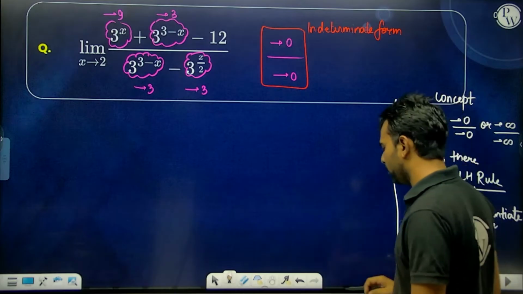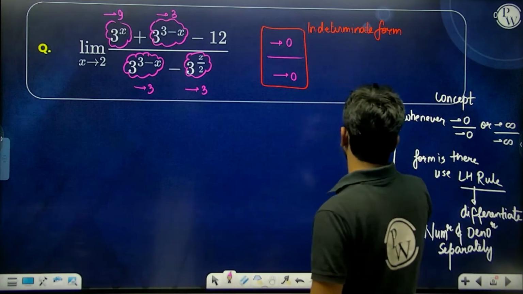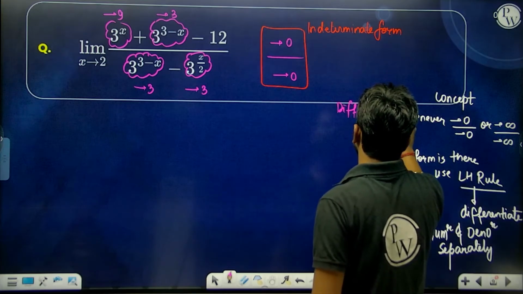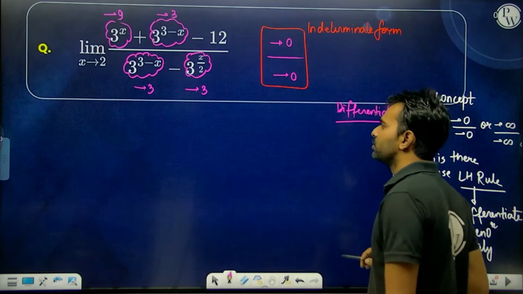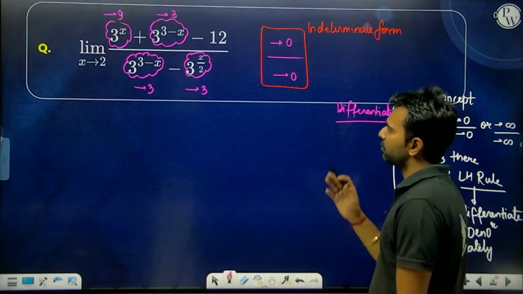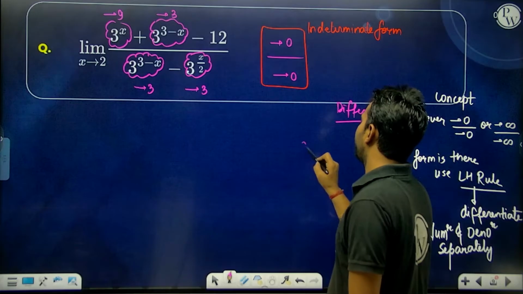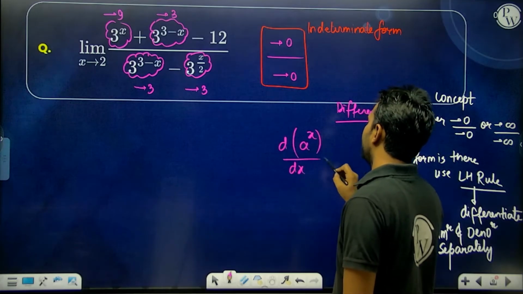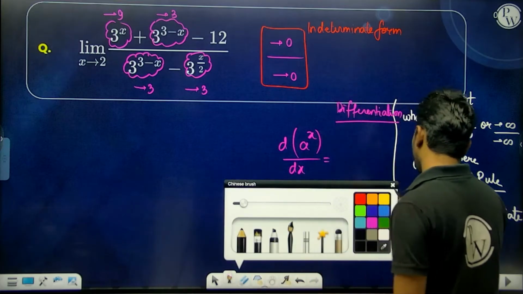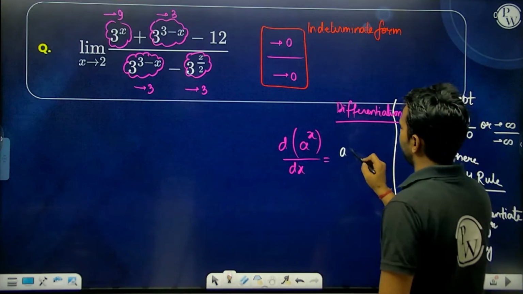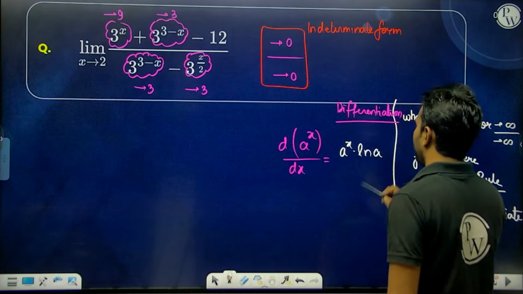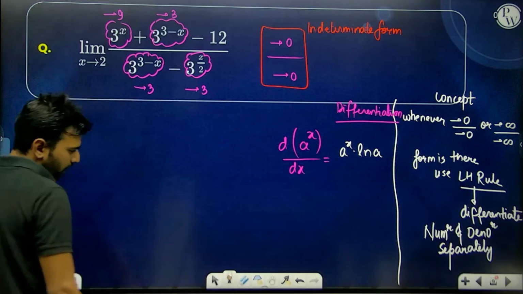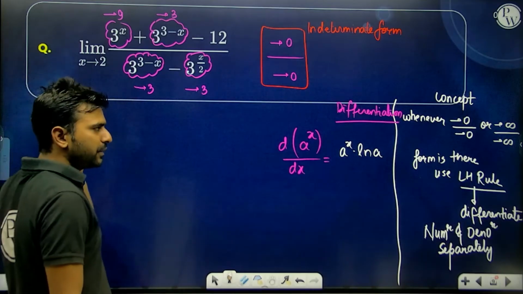I would like to tell you about differentiation as well. Though you might have studied this in physics, if you know differentiation a bit well, then you can solve all these problems in a few seconds only. So you must know the differentiations required in the problem. The derivative of a to the power x with respect to x is nothing but a to the power x into ln a. You must remember this particular thing.